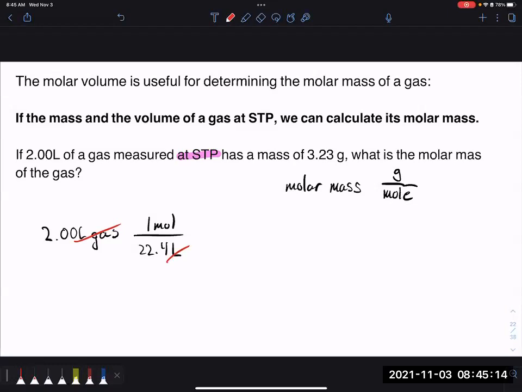So it'll be 2 divided by 22.4. Our number of moles of this gas is going to be 0.089 and a bunch of numbers, moles. So the 22.4 is kind of like the 6.022 times 10 to the 23rd power. It's the same kind of number.